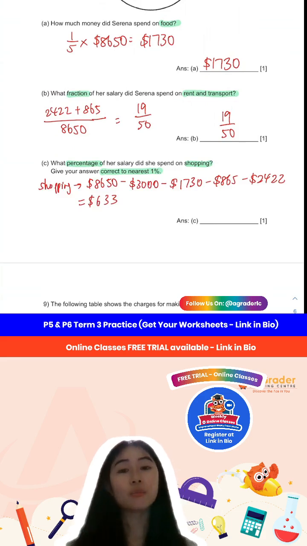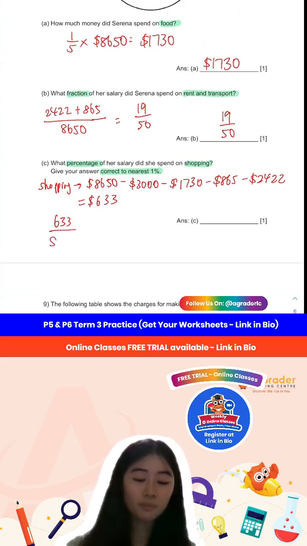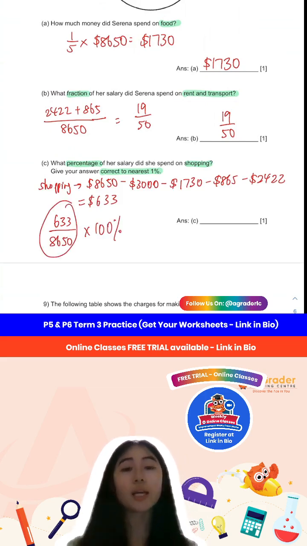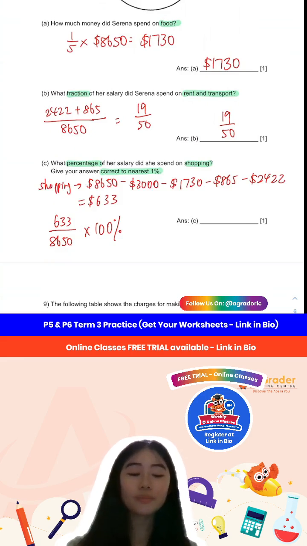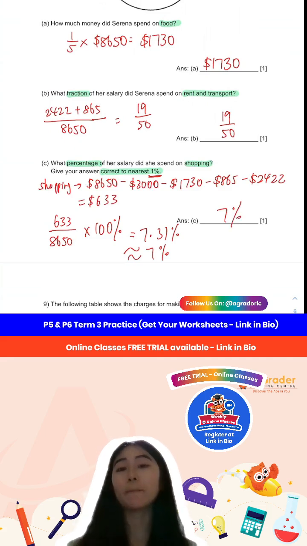After that, they want it as a percentage. You put 633 as your numerator, and your denominator has to be the total, after which you times 100% to change this fraction into a percentage. That will give you 7.31%. Then you are supposed to round it to the nearest whole number, so that is going to be 7%.